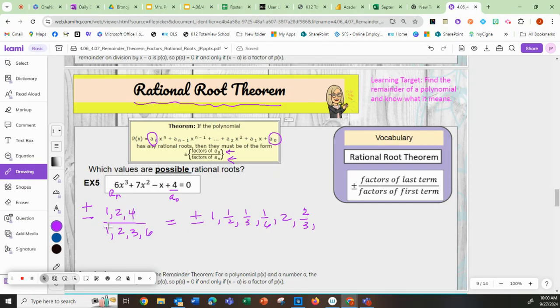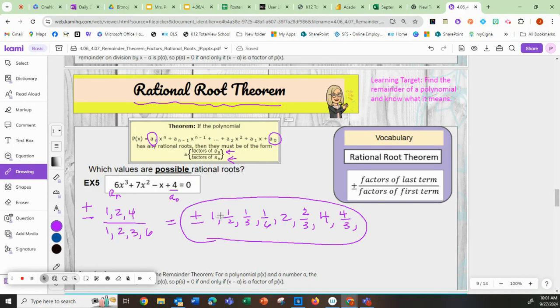So go to the 4. 4 divided by 1 is 4. 4 divided by 2 is 2. Already have 2 listed. 4 divided by 3 is 4/3. 4 divided by 6 reduces to be 2/3, and I already have that. So those are my possible rational roots.